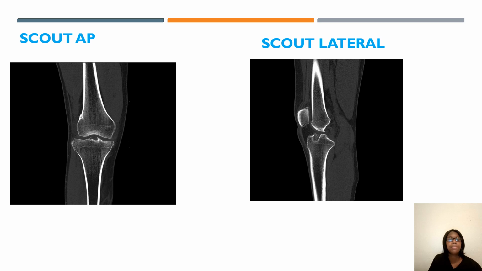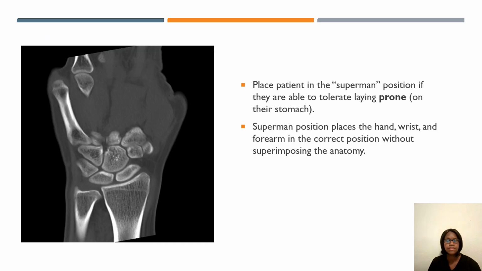You have your AP scale, you have your lateral scale. Most of the time, regardless of whether you're doing a knee, hip, or shoulder, you're going to see an AP and a lateral scale just to make sure that you have enough coverage from side to side, front to back.